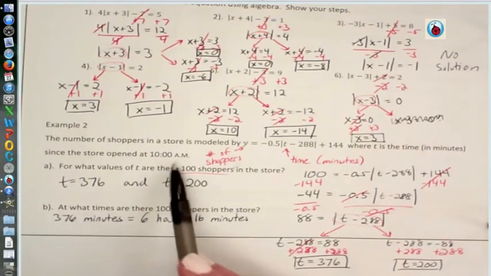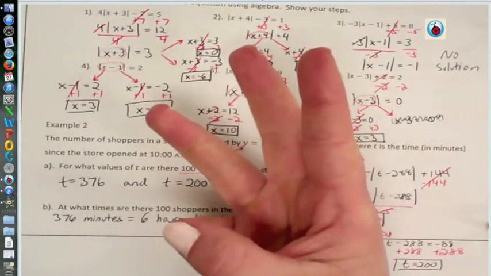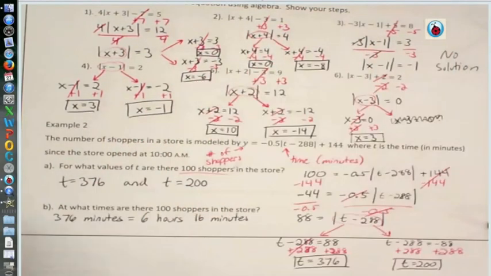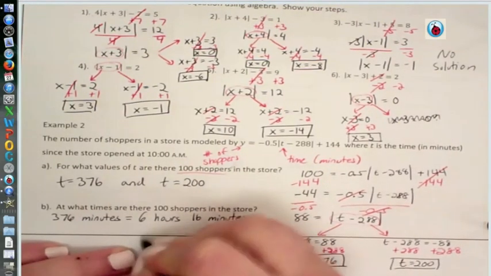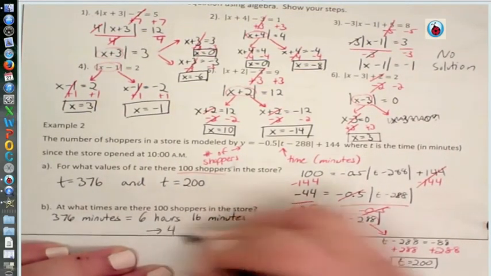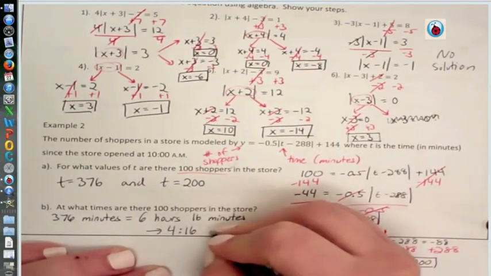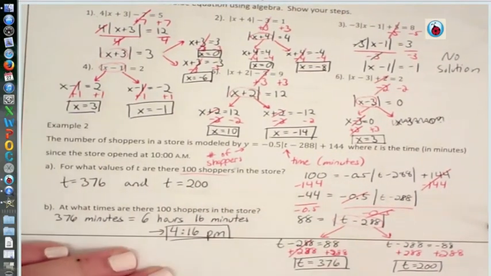6 hours after 10 a.m. would be, let's see, 11, 12, 1, 2, 3, 4. So that would be 4 in the afternoon. So that is the same as 4 in the afternoon plus 16 minutes, so 4:16 p.m. That's one time when there's 100 customers in the store.